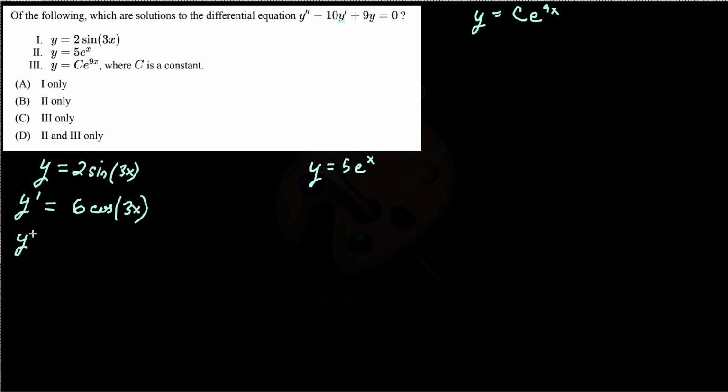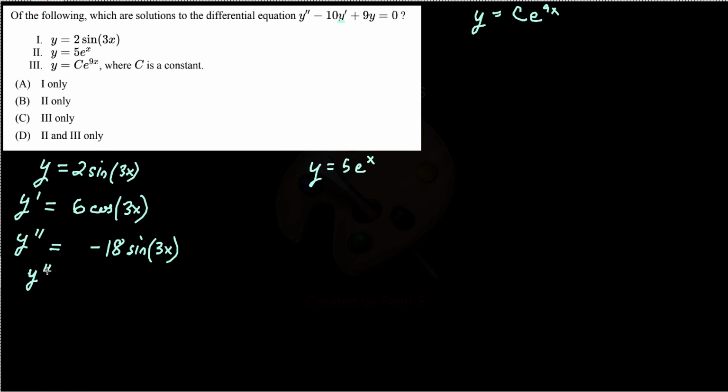Y double prime is negative 18 sine 3x. Again, take your time if need be on how to get these derivatives. The derivative of cosine u is negative sine u times u prime. So the derivative of cosine 3x is negative sine 3x times the derivative of 3x, which is 3. So it's negative 3 sine 3x. And then negative 3 times 6 is negative 18. Okay, now let's check to see if it's a solution.